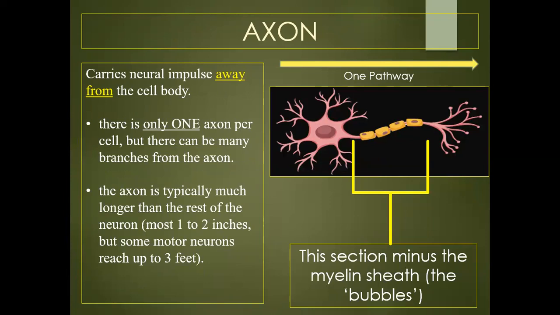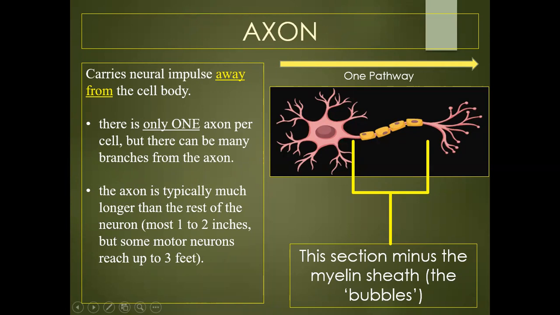Okay, the next part here is our axon. And the axon is this long branching extension. Now notice I have here, it's this entire section from the axon hillock, which is about here, all the way down to about here, minus these bubbles, minus the myelin sheath. We'll get to those, but those are wrapped around the axon. The axon is the pink tube that's inside, going through those little bubbles.